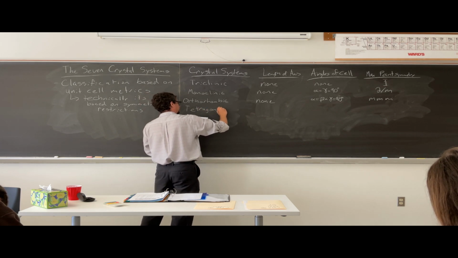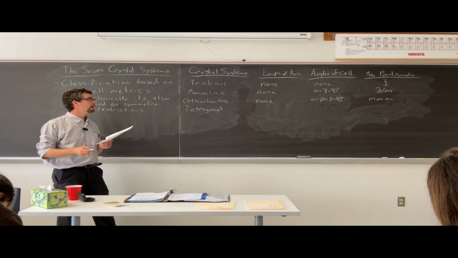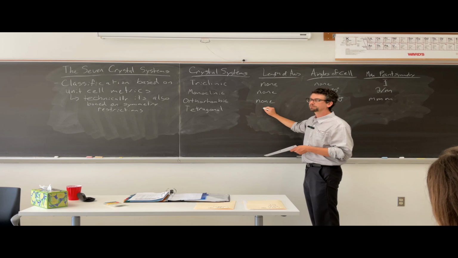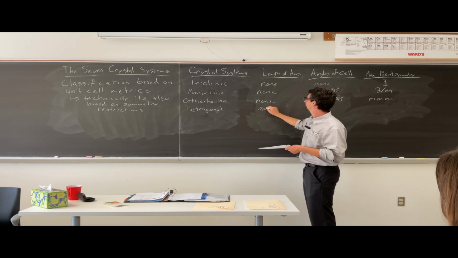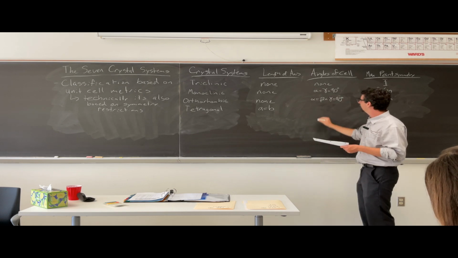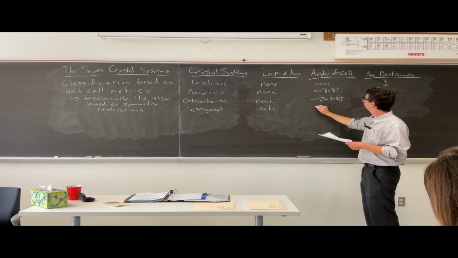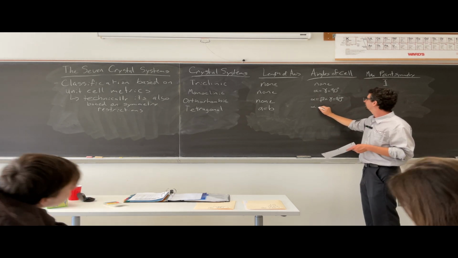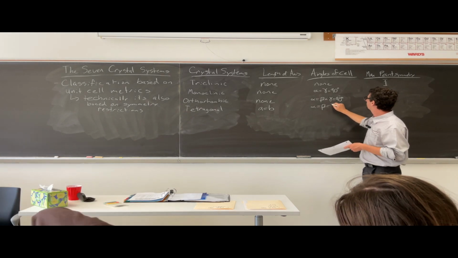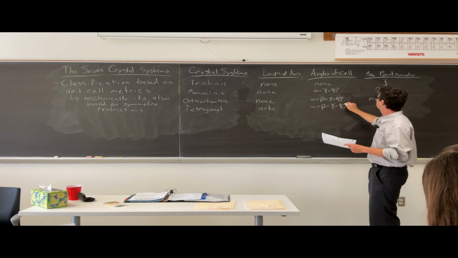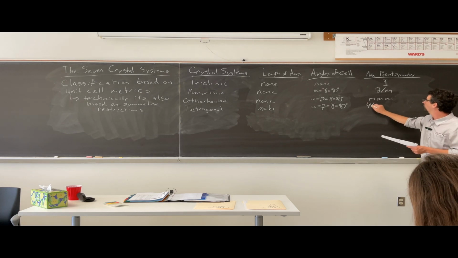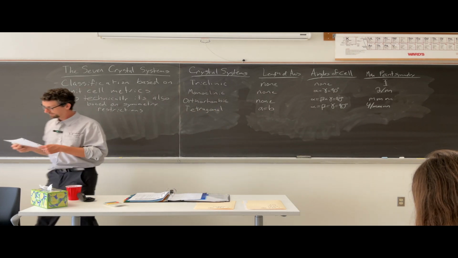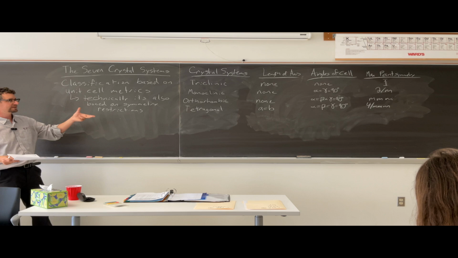Tetragonal. What do we got there for a length restriction? A is equal to B. What about the angles? They're all equal to 90. Okay, and then 4 over mmm is the point symmetry, which again, I'm sorry, has to deal with a 4-fold rotational axis and then some mirror planes.